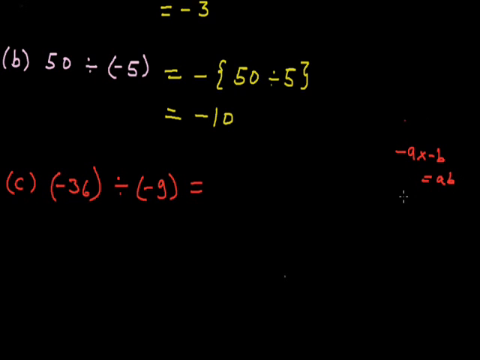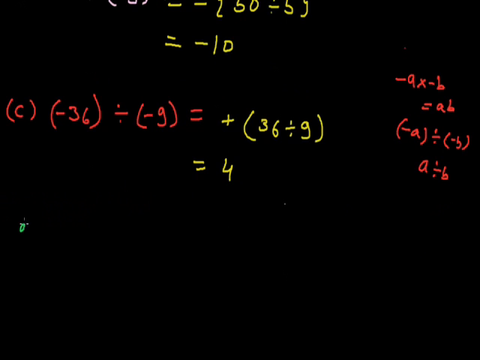If we divide numbers with the same sign, we will have the resultant same as when a is divided by b, that is, the sign gets cancelled. So here it will be plus 36 divided by 9. So the value of this will be 4. Now the D part, minus 49 divided by 49.